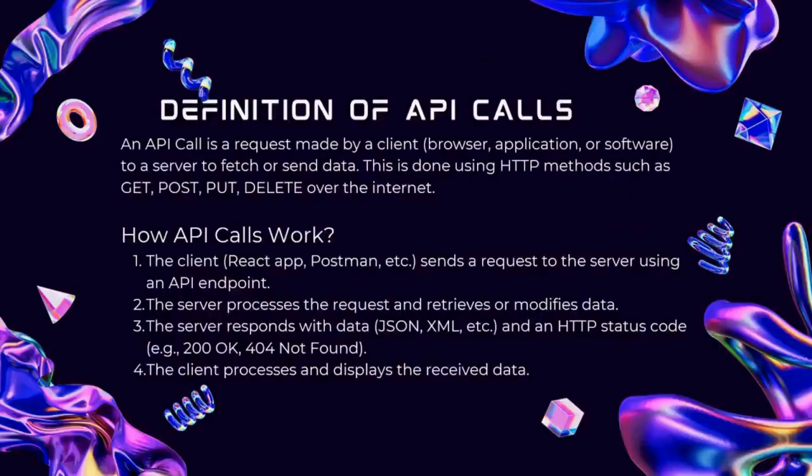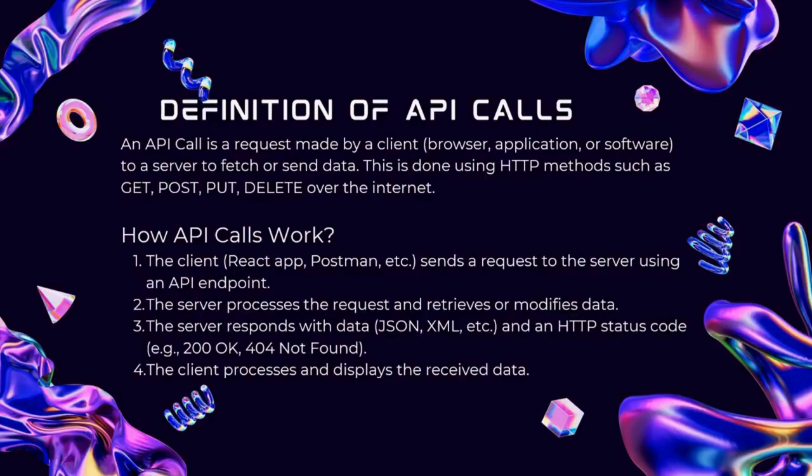Definition of API calls. An API call is a request made by a client, such as a browser, application, or software, to a server to fetch and send data. This is done using HTTP methods such as get, post, put, and delete over the internet.